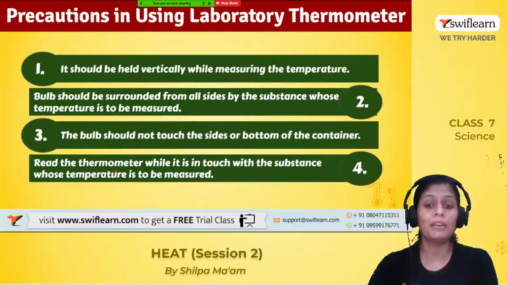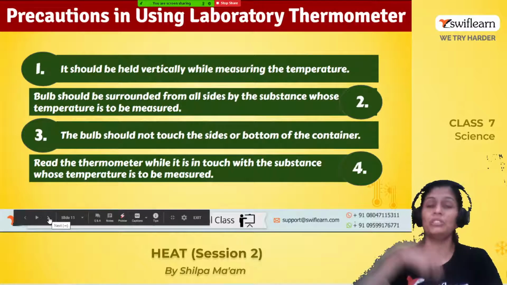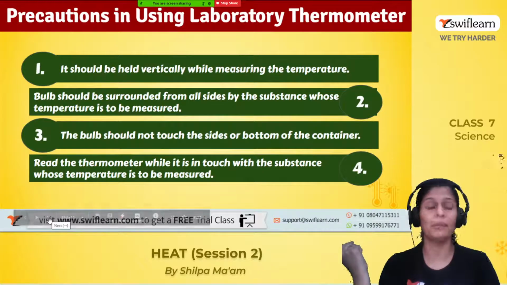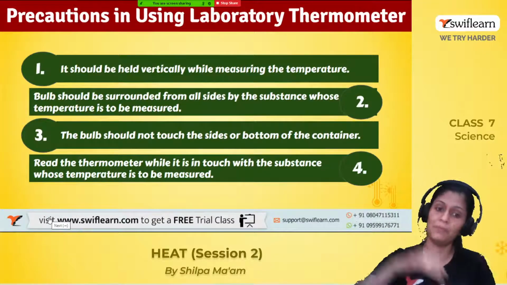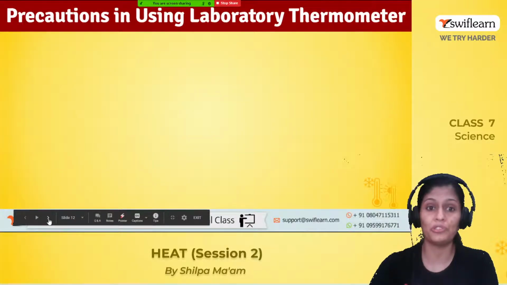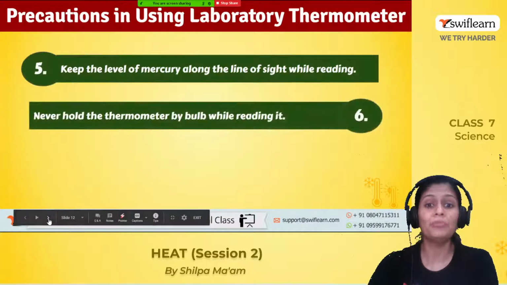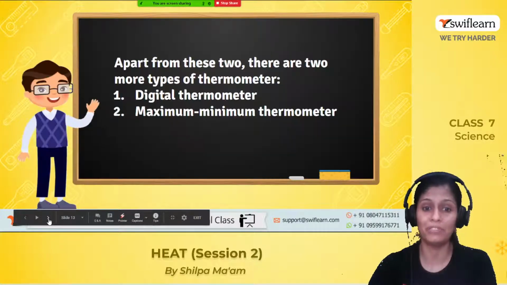Read the thermometer while it is in touch with the substance whose temperature is to be measured. That means when you take the laboratory thermometer out of the substance, you should not measure the temperature. You should measure the temperature while it is immersed in that particular substance. Keep the level of mercury along the line of sight. Never hold the thermometer by the bulb while reading it.